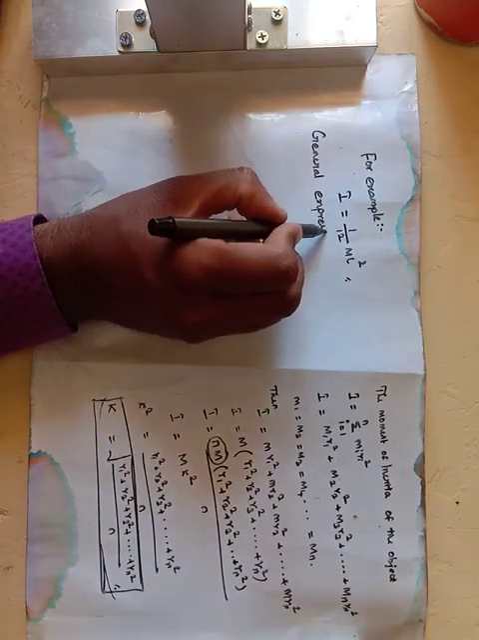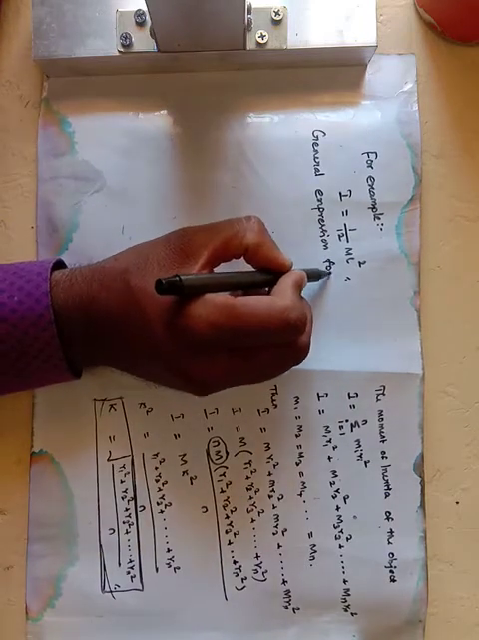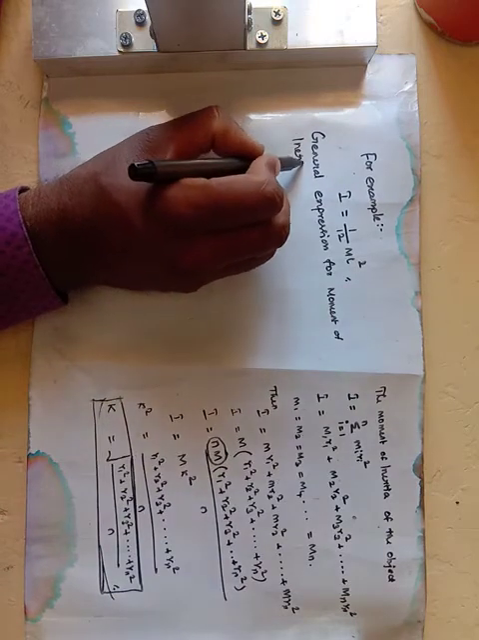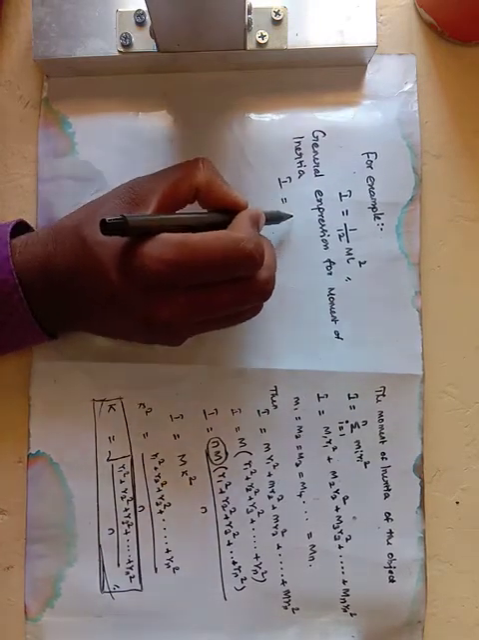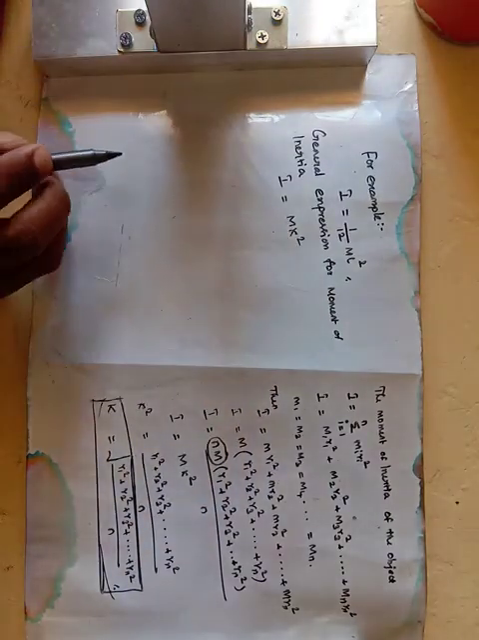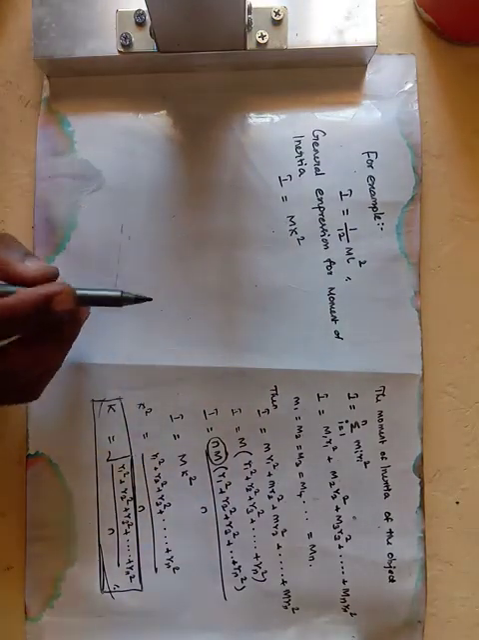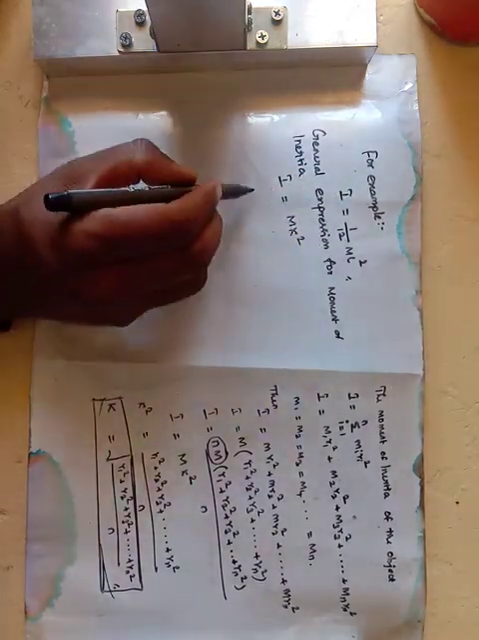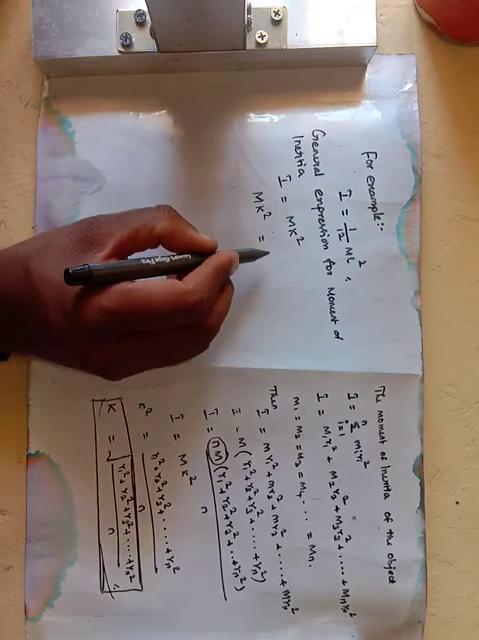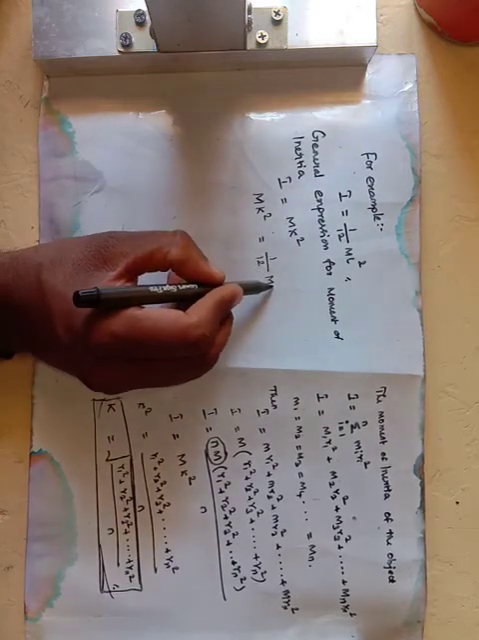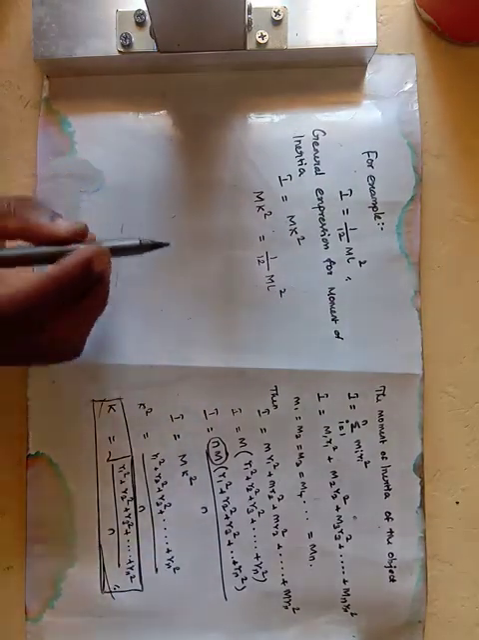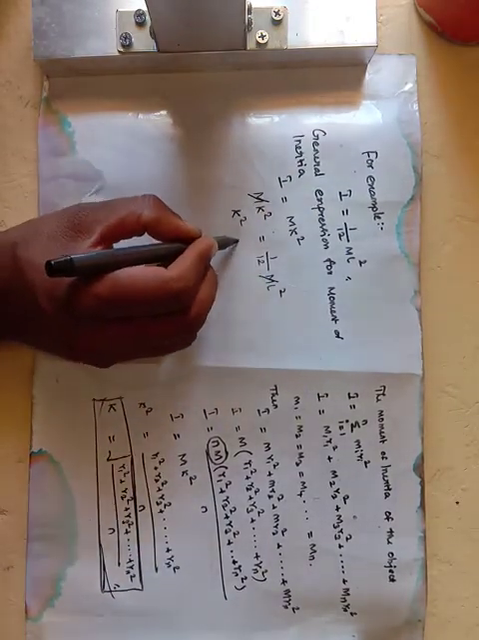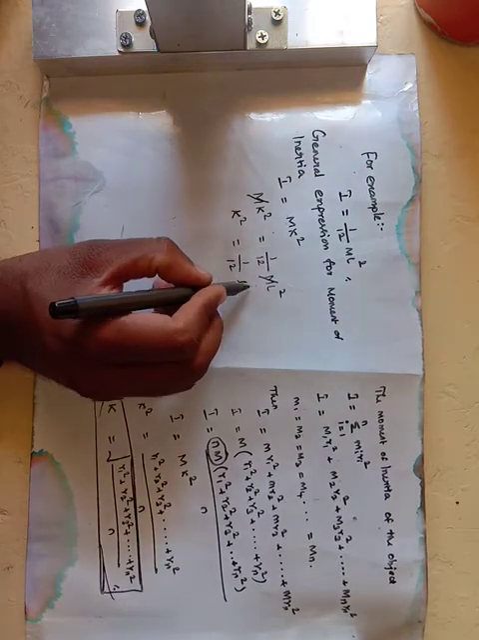From the general expression for moment of inertia, from the radius of gyration, I is equal to m k square. Substituting in this equation, m k square is equal to 1 divided by 12 m L square. In the next step, m is common, so it will be cancelled. So k square is equal to 1 divided by 12 L square.